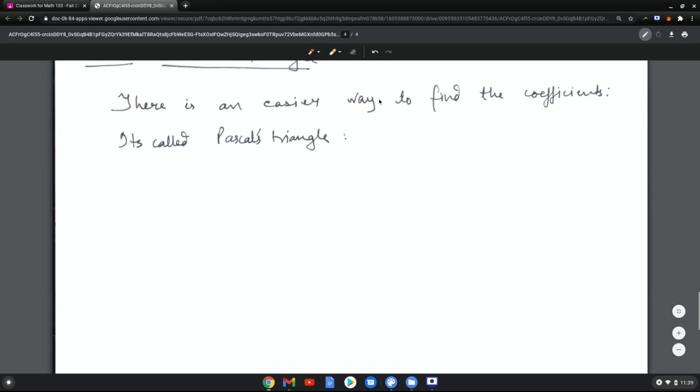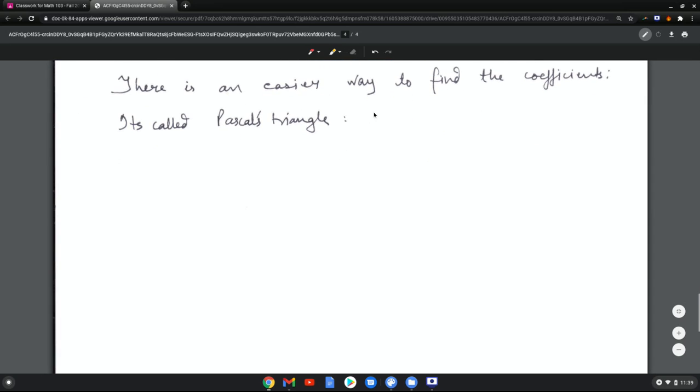Now there's an easier way to find these coefficients, and it's called Pascal's triangle. Here's how you construct the triangle. You start with 1 and 1, 1. Now you notice that there are 3 spaces here. You fill these spaces by adding the things above. Above this is just 1, so it's 1. Above this you have 1 and 1, so 1 plus 1 gives me 2. And you just have 1, so 1.